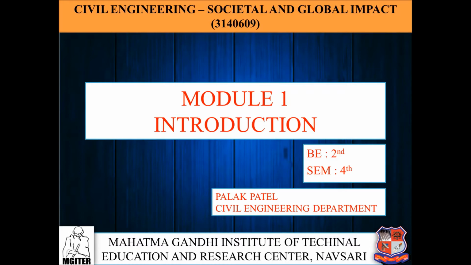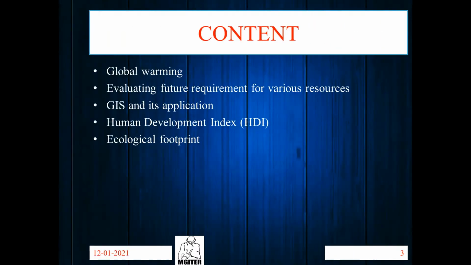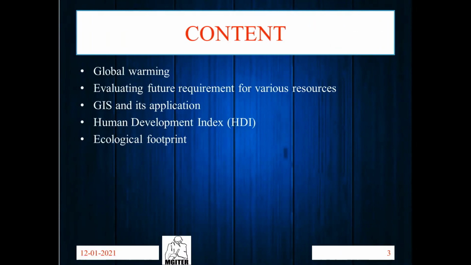In this chapter, we have content like the pre-industrial revolution day, industrial revolution, agriculture revolution, IT revolution, major civil engineering projects, present and future, ecosystem, sustainability, global warming, GIS, human development index, and ecological footprint. So this chapter is covered in parts. Today is the first part, which is the industrial revolution.